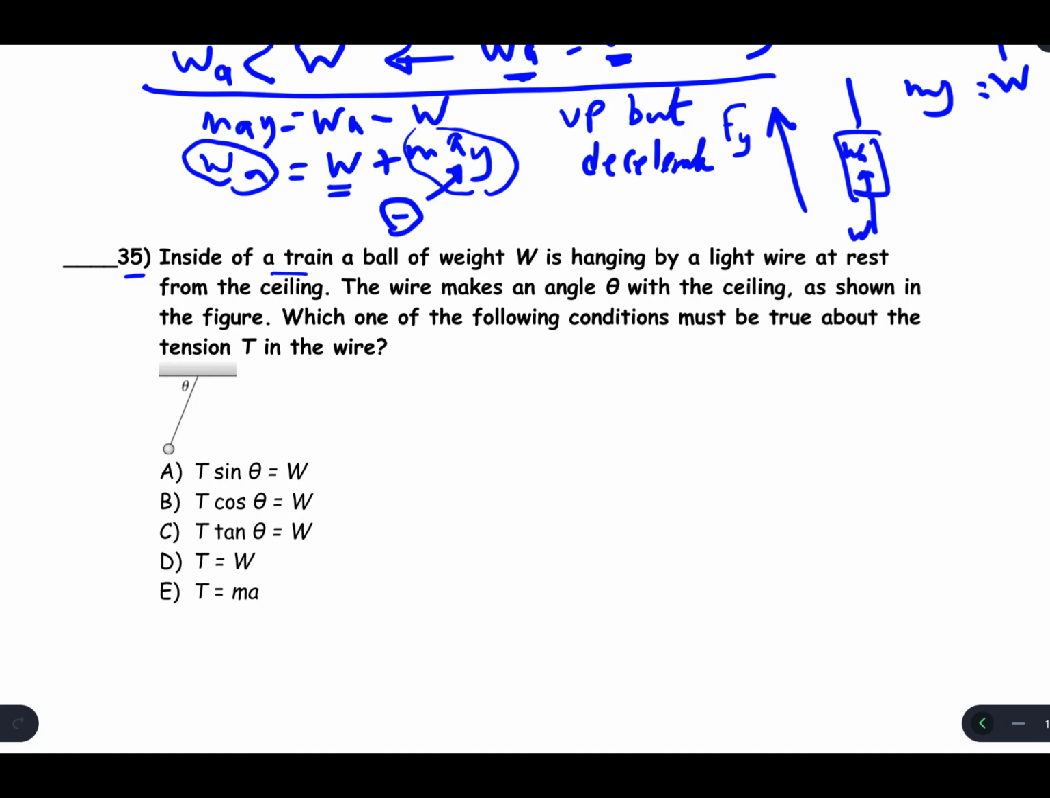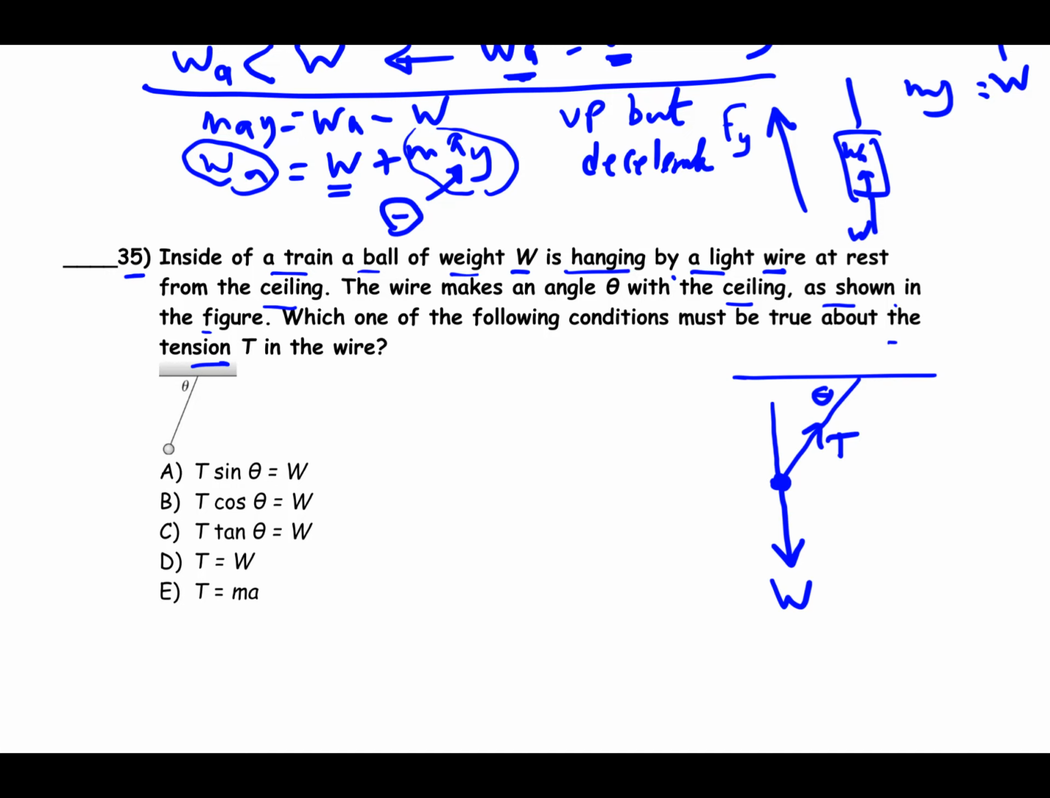35. Inside the train, a ball of weight W is hanging by a light wire from the ceiling, as in the picture here. The wire makes an angle theta with the ceiling, as shown in the figure. Which one of the following conditions must be true about the tension? So this is the wire. The tension is here, T, and this is theta. So this is the weight, right?